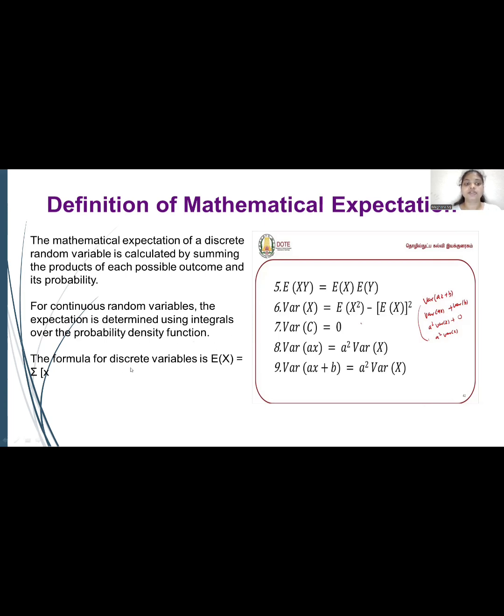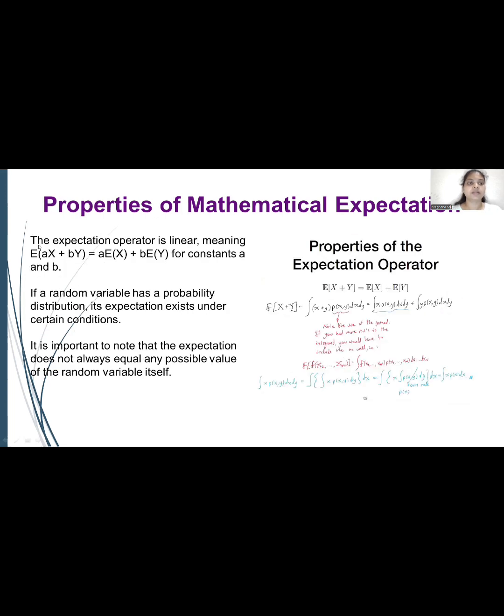The formula for discrete random variables is E of x is equal to summation of x times p of x. The expectation operator is linear, meaning E of aX plus bY is equal to aE of X plus bE of Y for constants a and b.